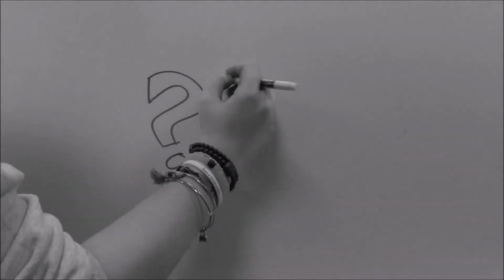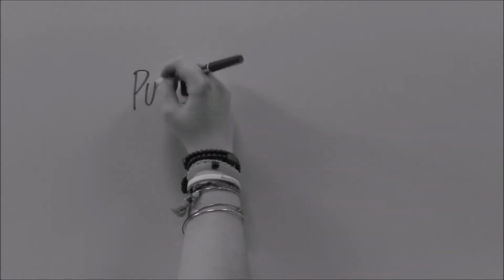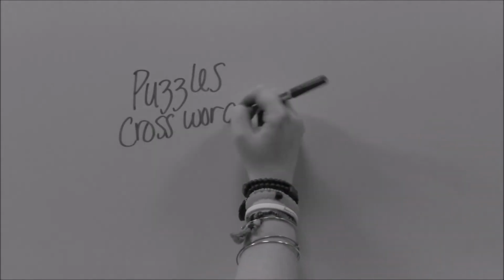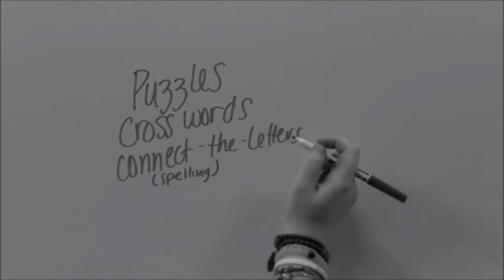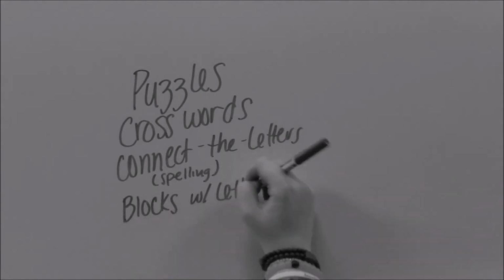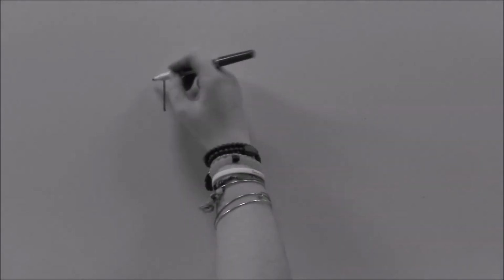At first, I can't think of activities where a student could physically manipulate a language, and so you might be in the same boat, you might be getting confused, but I've thought of a few for you. You can have your students physically put words together in a puzzle, you can have them do crosswords, you could have them do connect the letters, especially for spelling activities, and especially for younger kids, blocks with letters on them are very important.